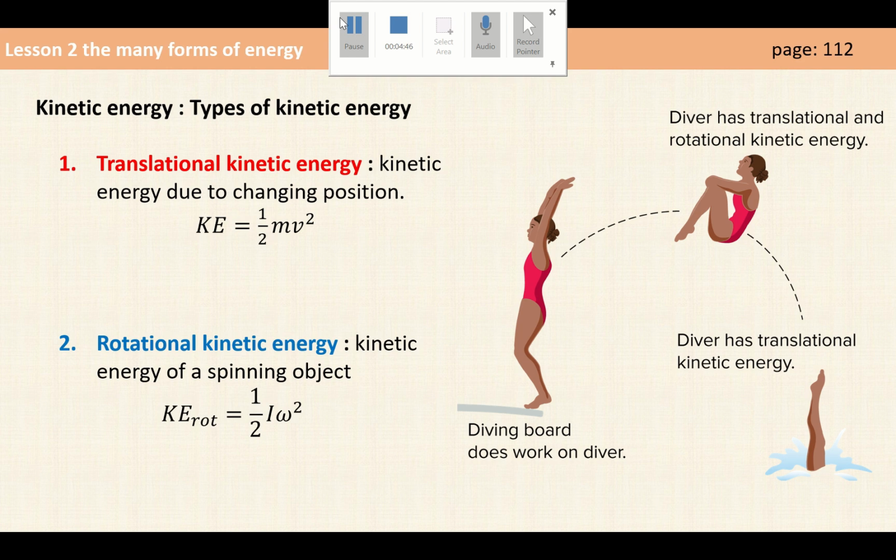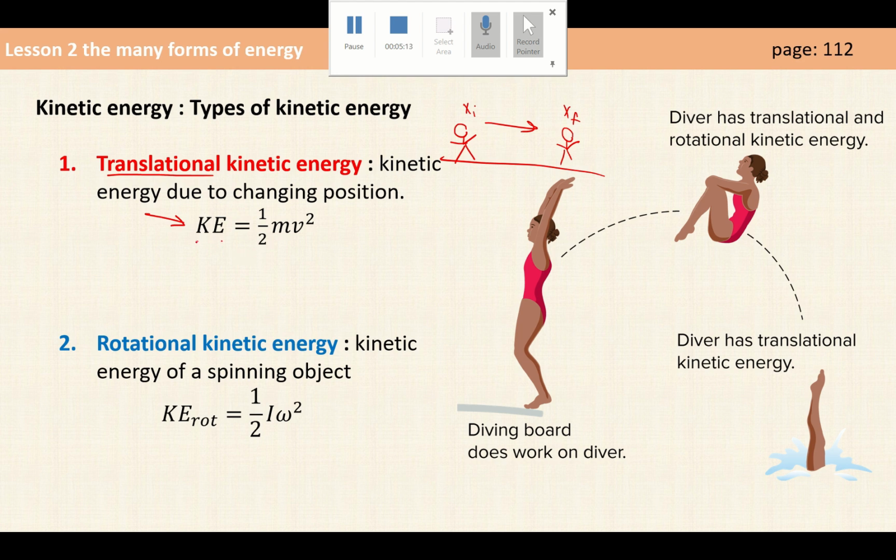The first type of the kinetic energy is the translational kinetic energy. And translational stands for when the object changes position. So if the object moves from one position to another position, then we can say that this object has translational kinetic energy. And we can calculate it using the equation we have learned in the first lesson.